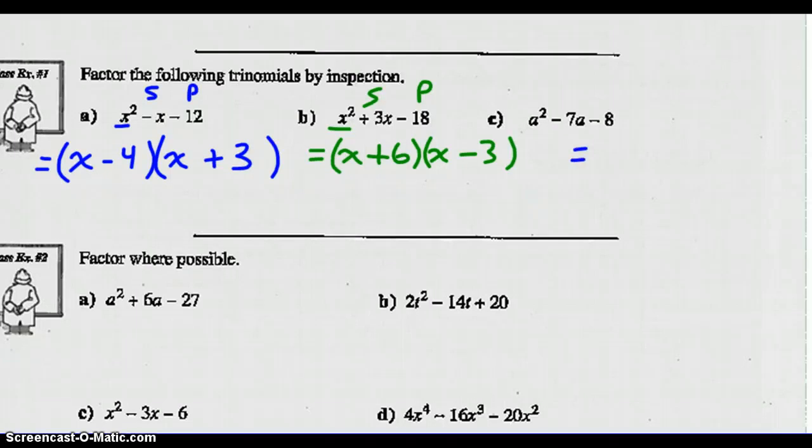And the last one, now the variable is a. So a times a in my binomials will give me a squared. And what two numbers sum to negative 7 and multiply or have a product of negative 8? Those two numbers are minus 8 and plus 1.